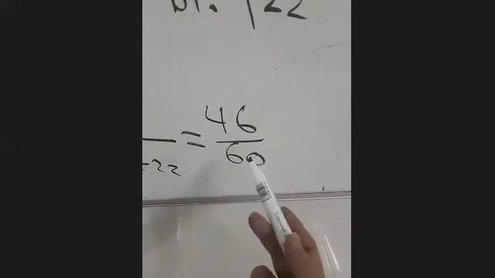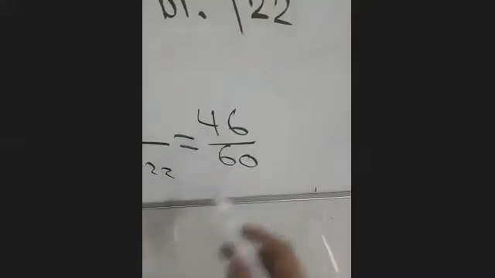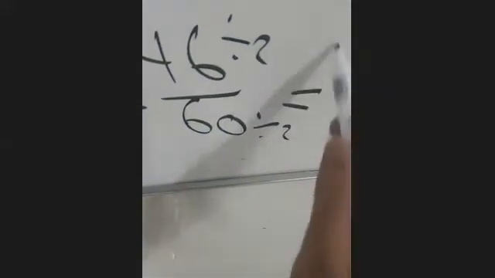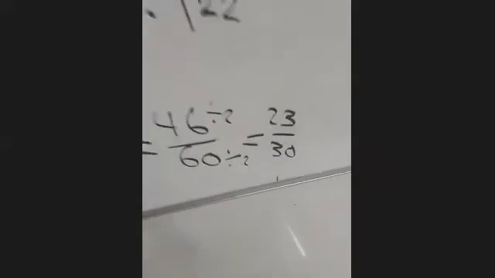46 divide by 2, or 46 divide by 4. So we can divide by 2 up and down. It will be divided by 2 up and down, guys. Up will be 23 and down will be 30.